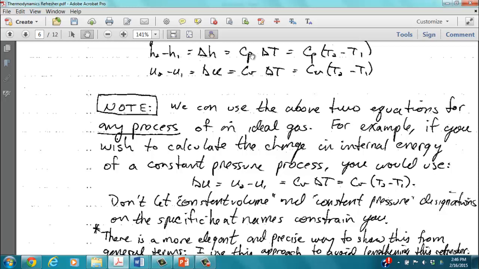Or let me back up a minute. You can use delta U, for example, in a non-constant volume or in a constant volume process to calculate the change in internal energy. What really matters is, what are you trying to calculate? Are you trying to calculate change in enthalpy? Then you can use Cp delta T regardless of whether it's a constant pressure process or not. Likewise, if you're trying to calculate the change in internal energy, then you can use Cv delta T regardless of the type of process, that is, whether it's a constant volume process or not.